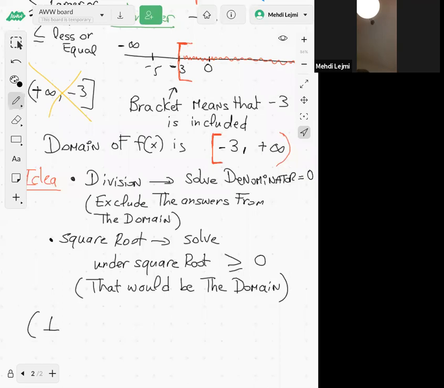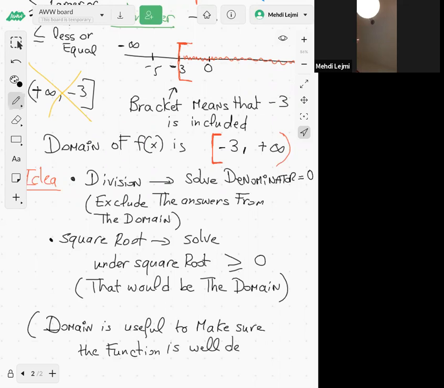Let me write it down here for you. The domain is useful to make sure that the function is well defined, because if a function is undefined, then it's useless.